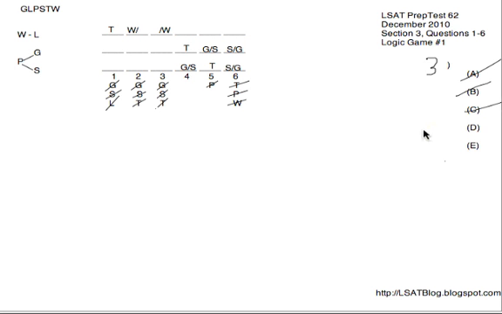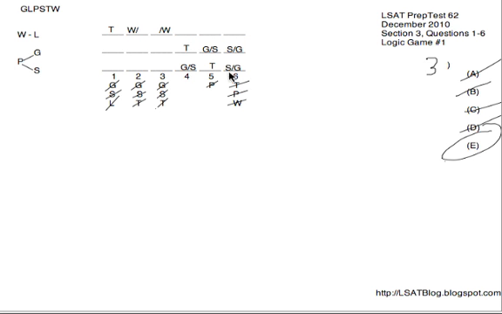So for that reason, C is gone. Next, looking at D, T before W, is that a must? No, if T was on 4 or 5, we'd have W certainly coming earlier than it. So for that reason, D is gone, leaving E by elimination.